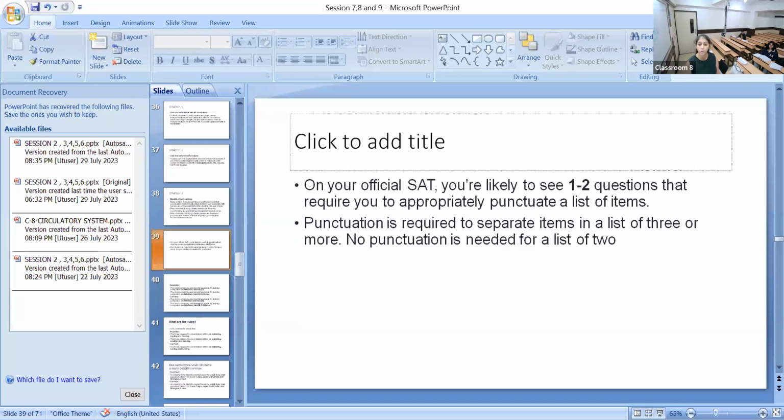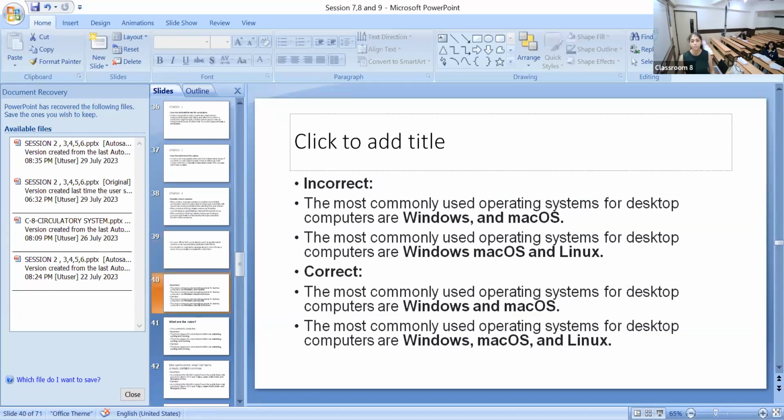Yeah, this is important. No punctuation is needed for a list of 2. Don't use punctuation for a list of 2 items. Don't unnecessarily do that. I think this is common sense. If you see this sentence about Windows computers in the first sentence, we are not supposed to use it. You can just simply write it with the conjunction "and". Only when it becomes 3 items are you supposed to use it.